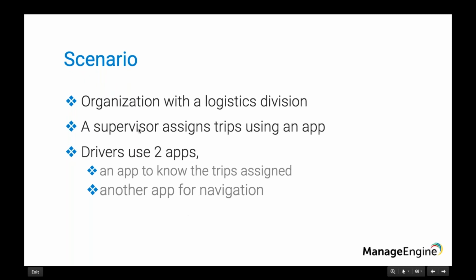So consider this scenario, an organization with a logistics division where 2 entities are involved. The first is a supervisor who assigns trips using an app, and he or she is within the organization. These trips get assigned to drivers who are on the field, and they use 2 apps. One app to know the trips that have been assigned, and the other app for navigation, which can be a maps app. Now let us see how the scenario can be achieved in MDM.